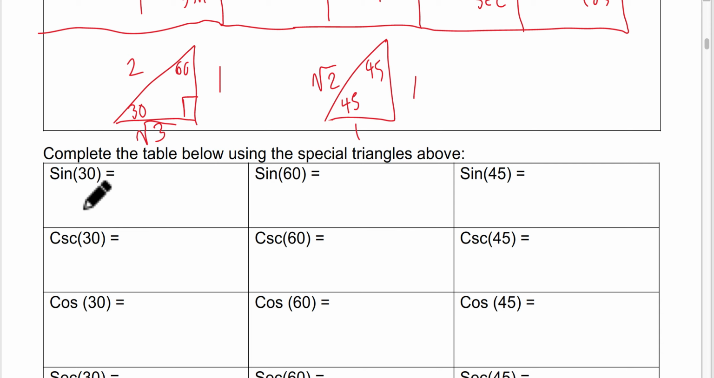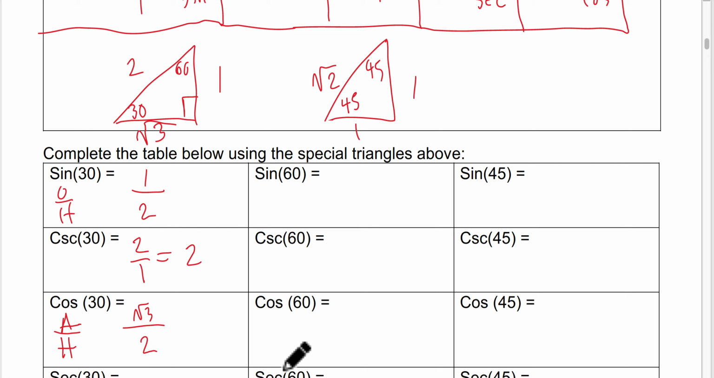Now, if I want the sine of 30, I'm going to go with the opposite side, which is 1, over my hypotenuse, which is 2. Now, check this out. The cosecant is just the flip of sine. So cosecant of 30 is just going to be 2 over 1, which is just 2. What about the cosine of 30? Well, that's A over H. My adjacent of 30 is square root of 3. My hypotenuse is 2. That's all it is.